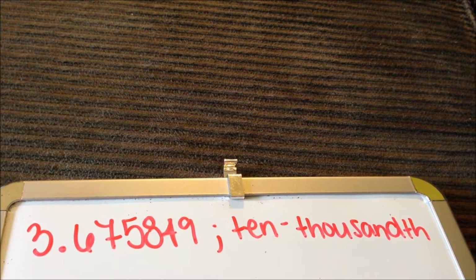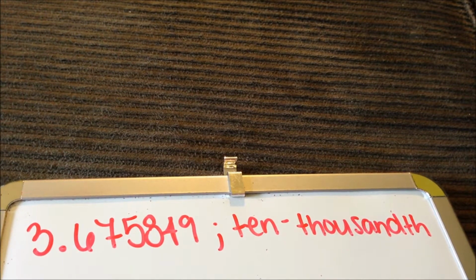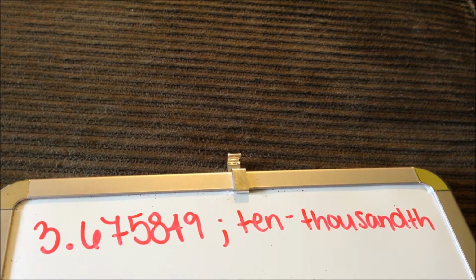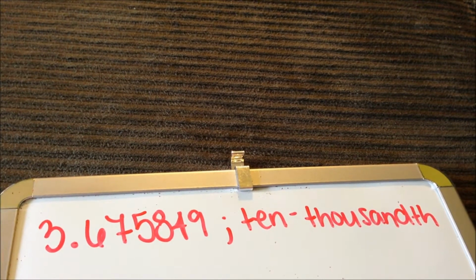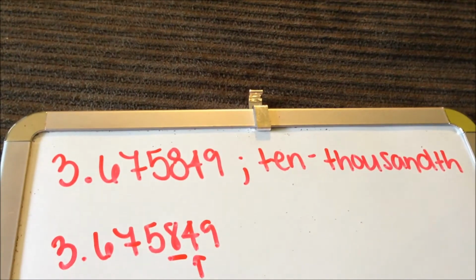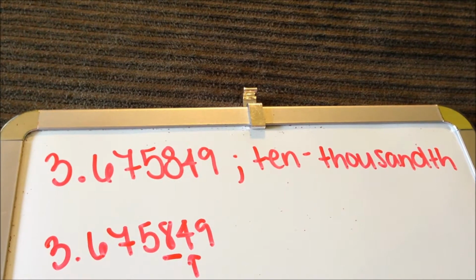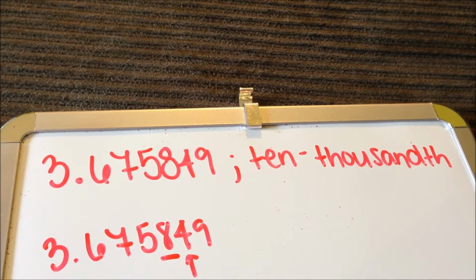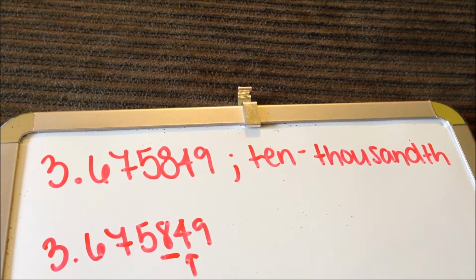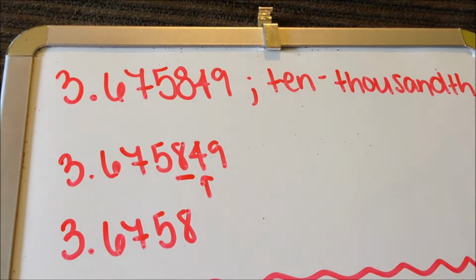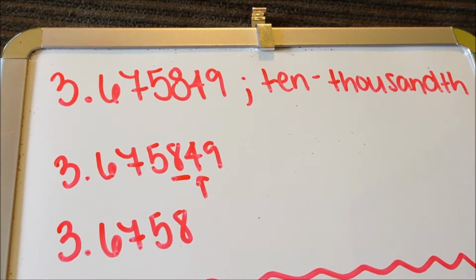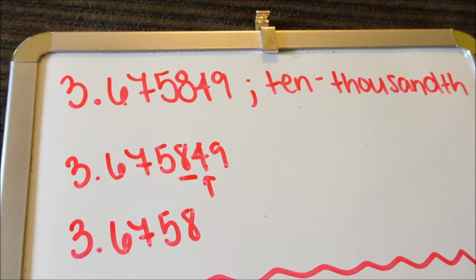Okay, let's try a few more examples. Let's round 3.675849 to the nearest 10,000th. Start by determining which number is in the 10,000ths position. That's the 8. Let's look at the number to the right of 8. It's 4. So we are going to maintain the 8. We are not going to round up. So our final answer is 3.6758. And remember, everything after the 10,000ths position becomes zeros.